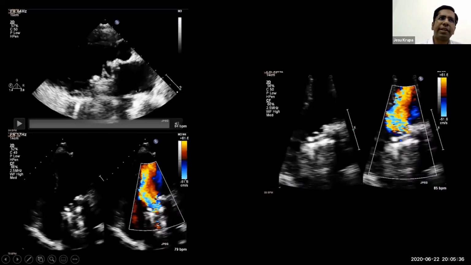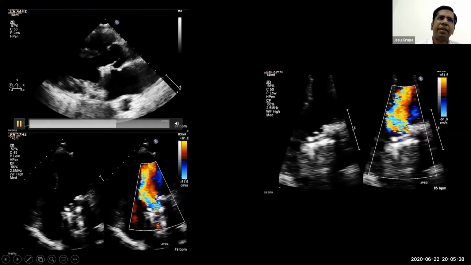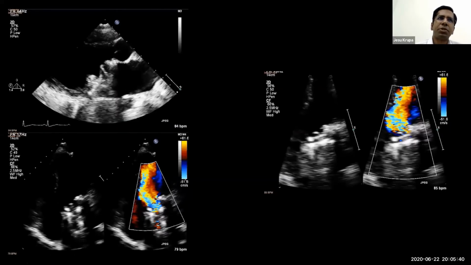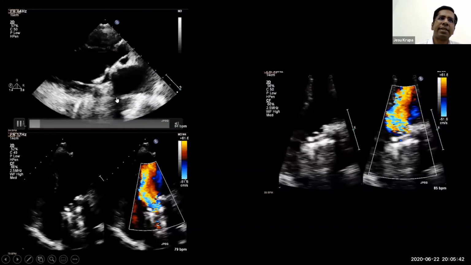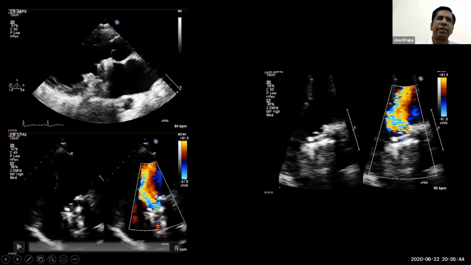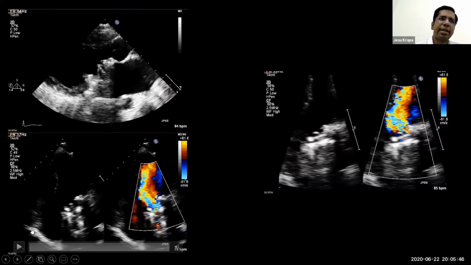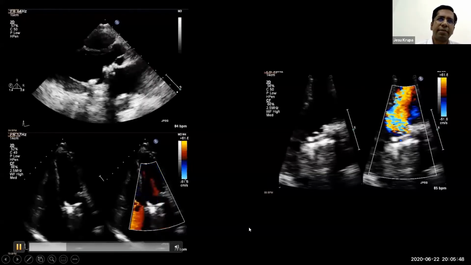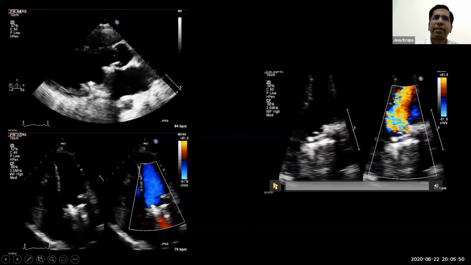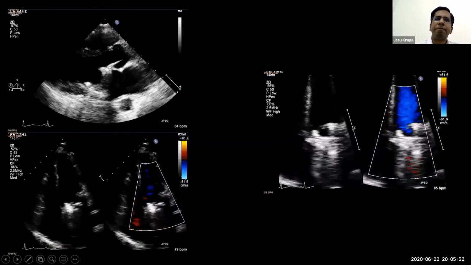So this is what the parasternal long axis view shows. So here you can see one disc. In the previous example also we saw one disc. Here also we are seeing one disc. These are the different views that we can see.